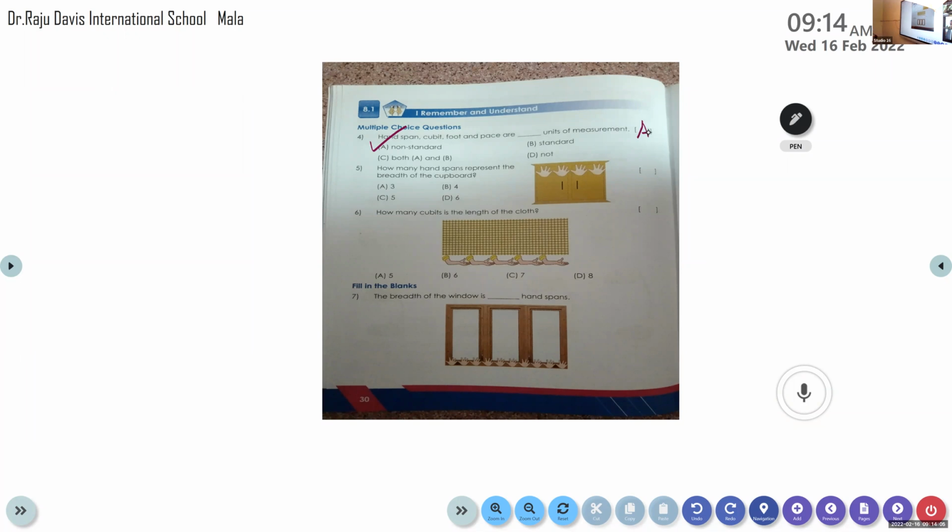Then, question number 5. How many handspans represent the breadth of the cupboard? Dhyan Madhav, what's the answer? Option A, 3. Option B, 4. Option C, 5. Option D, 6. How many handspans?